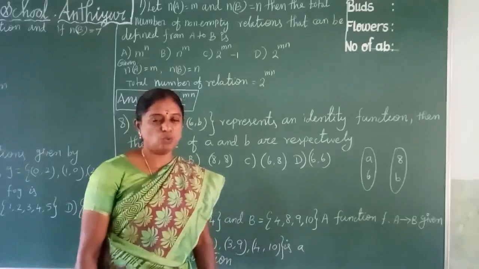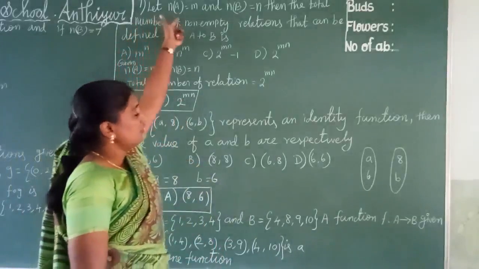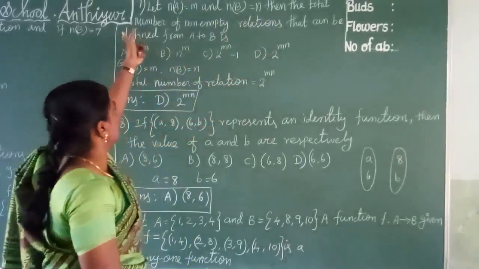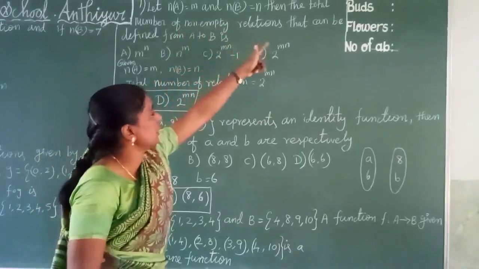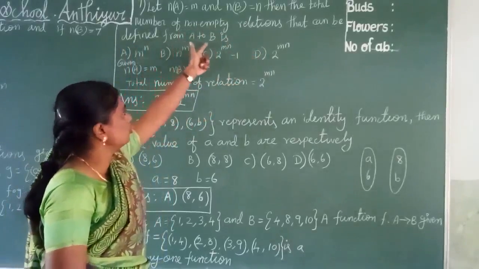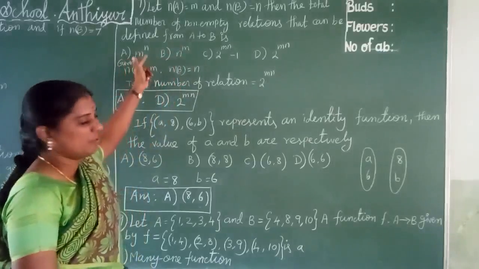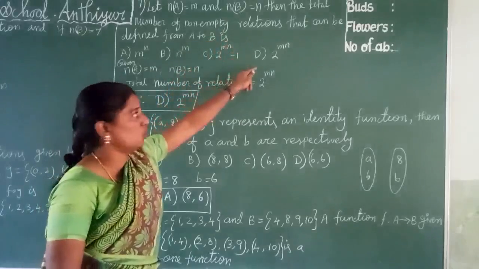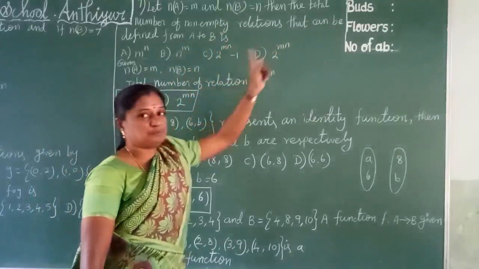Next, seventh one. Let n(A) = m and n(B) = n. Then the total number of non-empty relations that can be defined from A to B is: option A, m power n; B, n power m; C, 2 power mn minus 1; D, 2 power mn.